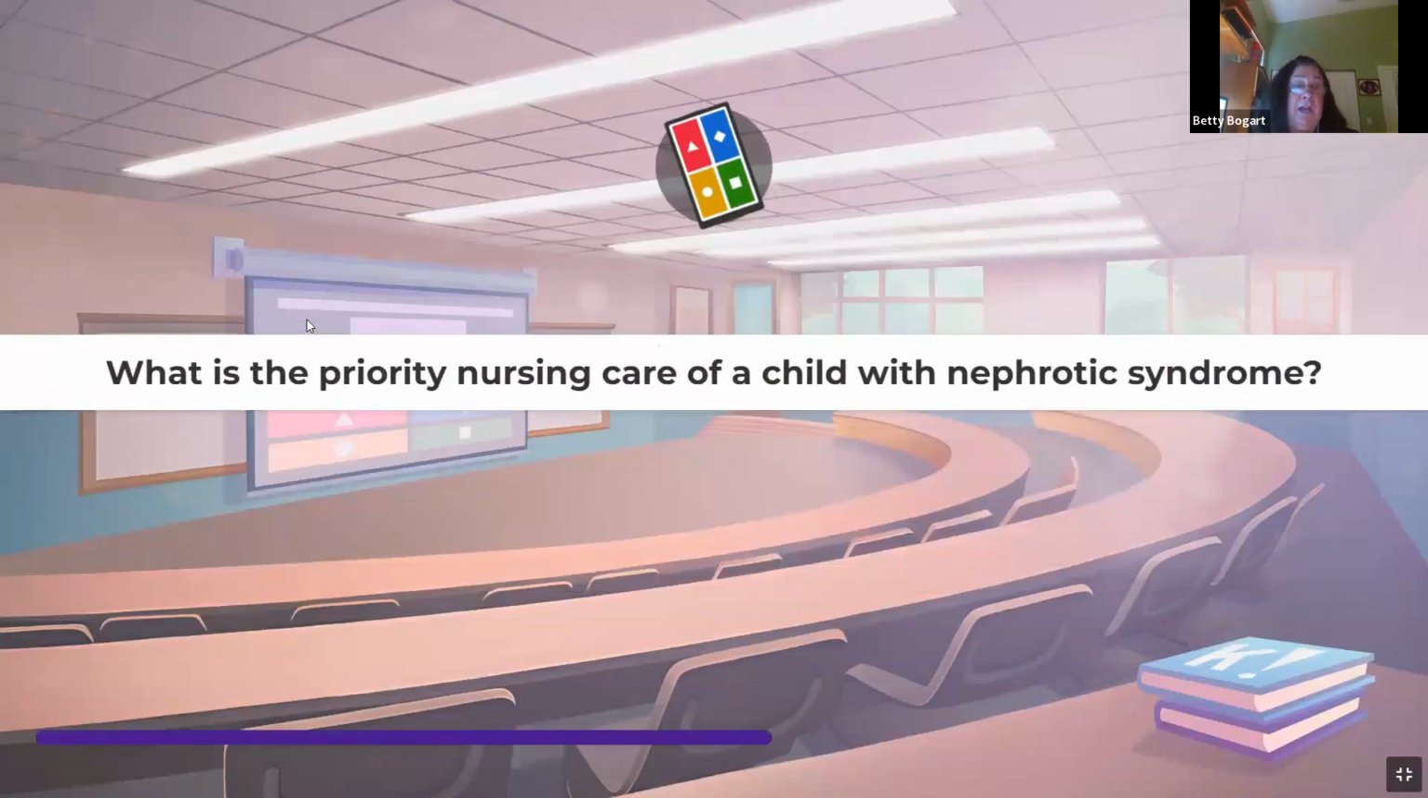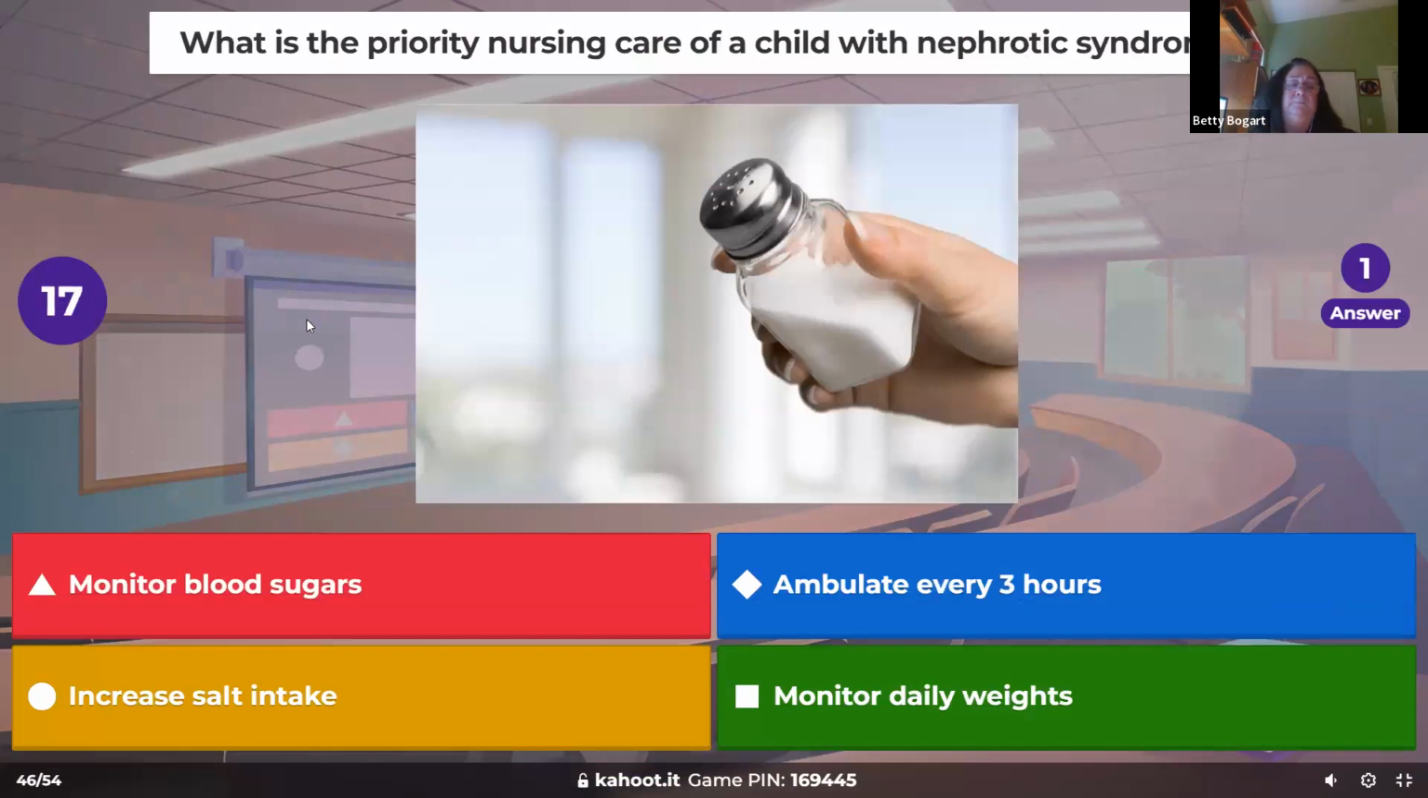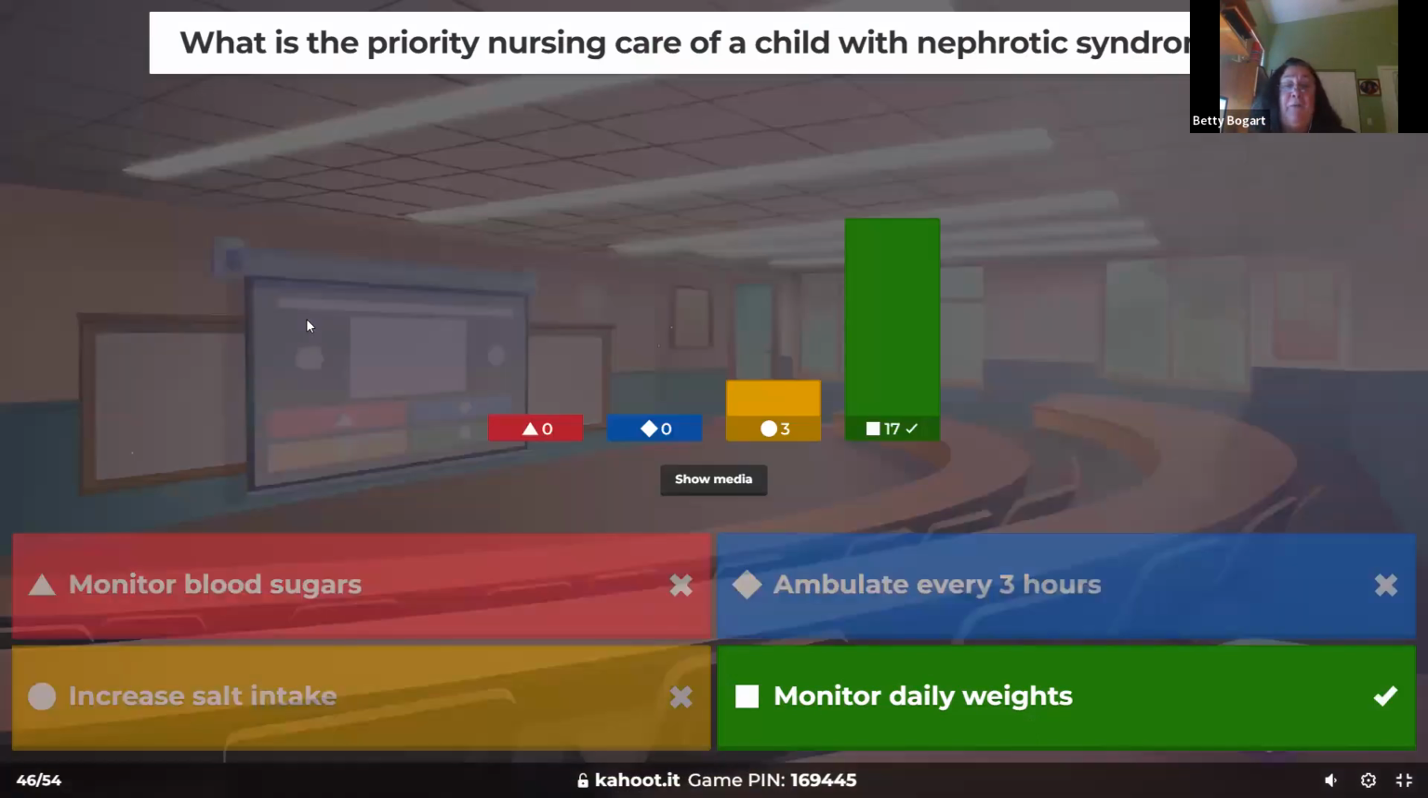What is a priority nursing care of a child with nephrotic syndrome? I think I've said it at least 10 times today. Monitor daily weights and intake and output. Very good.